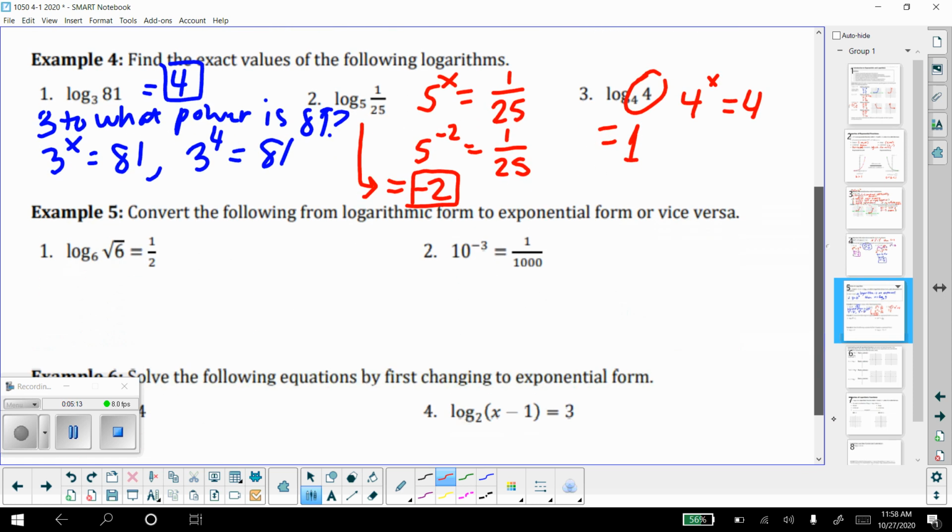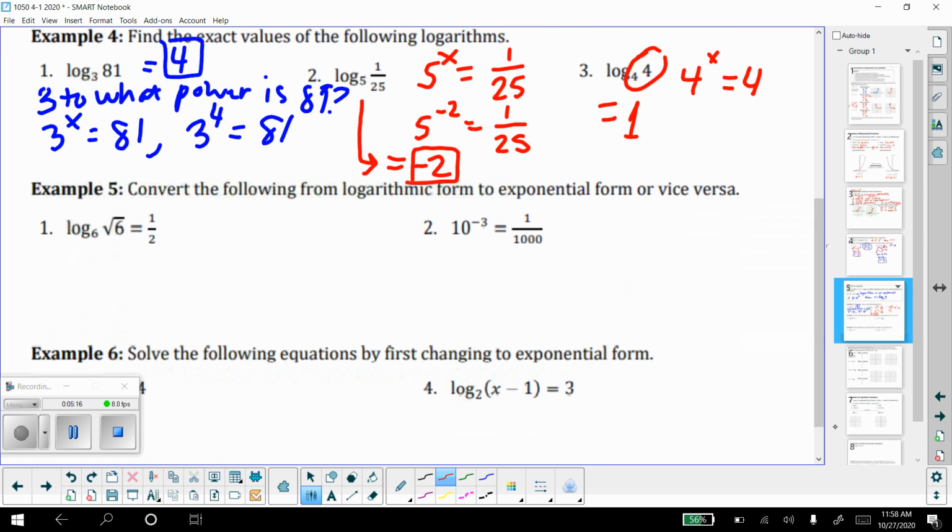Okay. Sometimes we just need to switch between forms. So the first 3 examples here were evaluating logarithms, finding their value. But now we just want to change between logarithmic and exponential form. So we're not solving anything, we're just changing forms. So to change log base 6 of the square root of 6 equals 1/2 into an exponential instead, we would rewrite that as 6 to the 1/2 power equals the square root of 6. Is that a true statement? That's just another way of writing a square root.